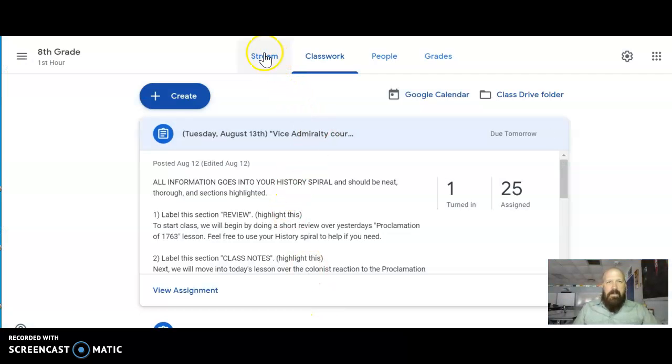Also, in class today, just want to give you a recap on what we did. We did something called Vice Admiralty Courts, and we learned about something called the Writs of Assistance, two of my, unfortunately, favorite things the British did or put on to the American colonists.